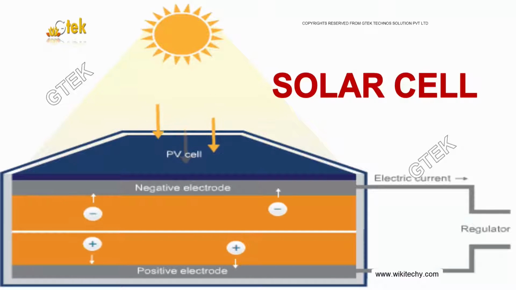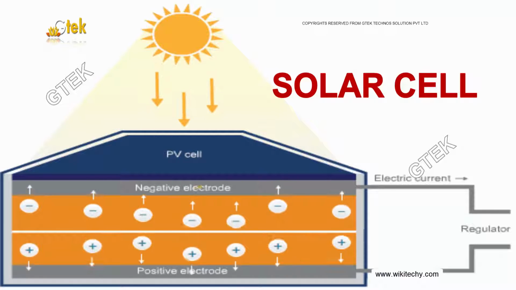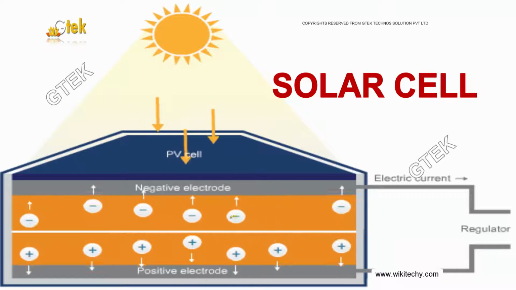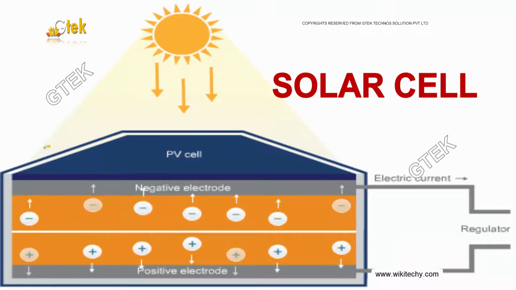This is a solar cell. Using sunlight, the solar cell works and electric current is generated. Let's see how it works. You have your positive and negative electrodes here, and this is a solar cell.